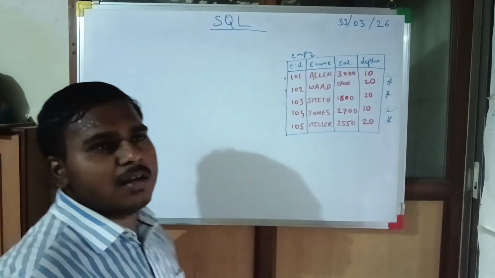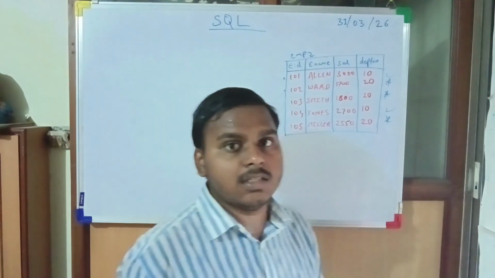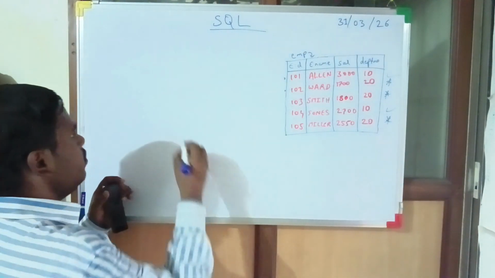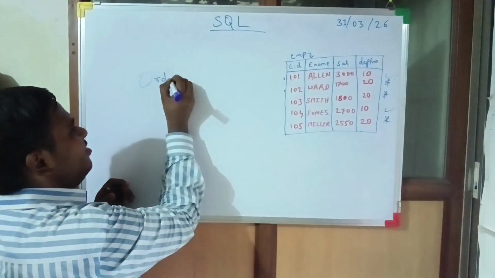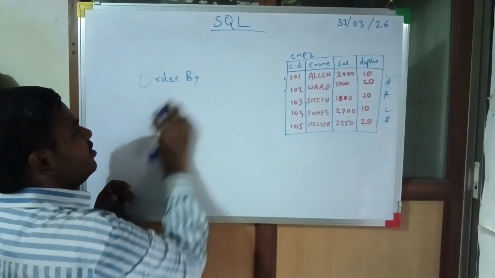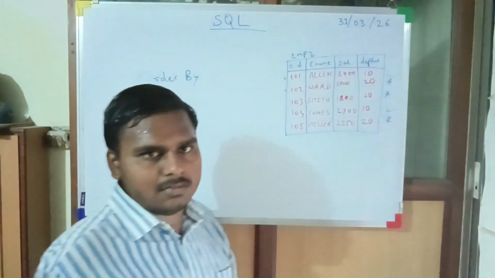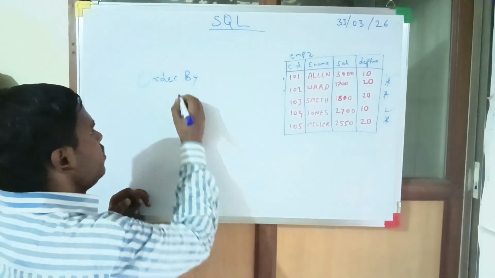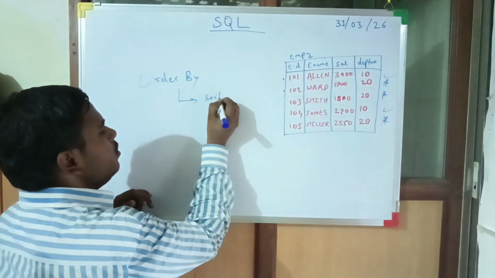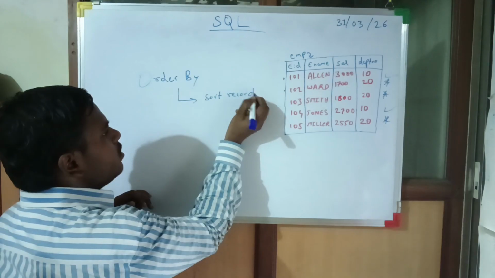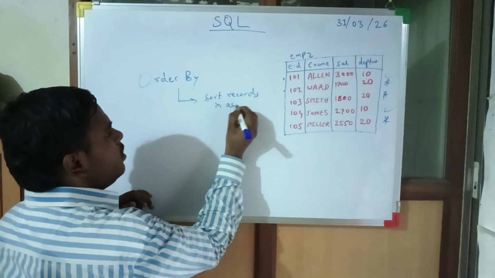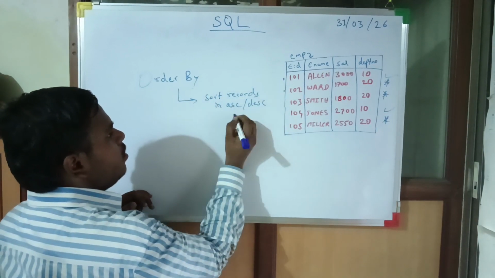Now we will learn the last concept for today, that is the order by clause. What is the meaning of order? It means sort in ascending and descending. Sort records in ascending or descending order.